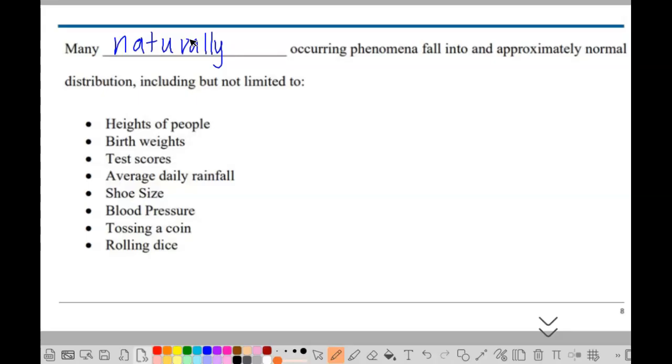Tossing a coin, rolling a die, that's just up to chance, right? Yeah. Okay. So that's something that happens naturally. You can actually change it. Yeah, you can. That's why I said without surgery, can you change your height? What if I decide your height?